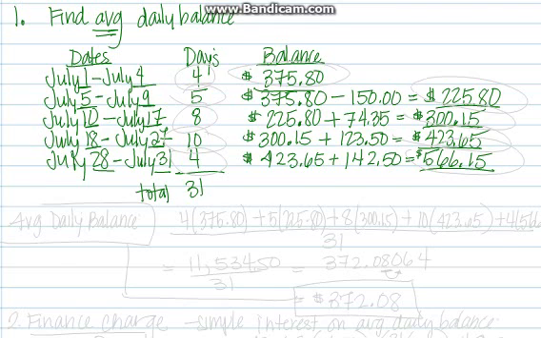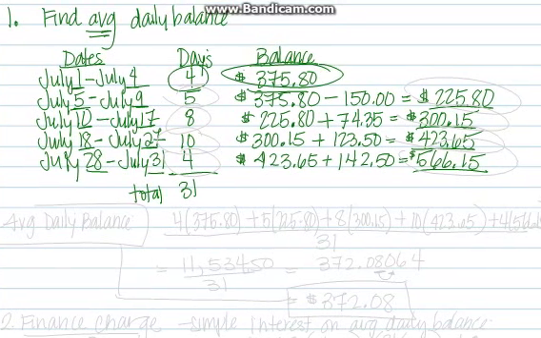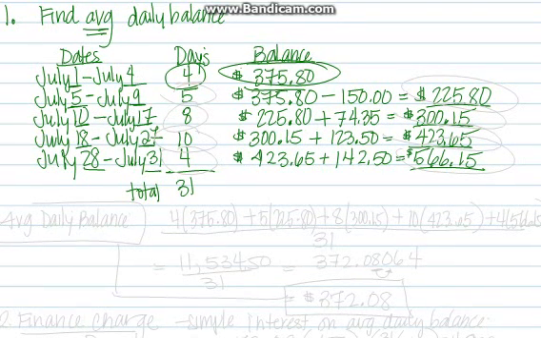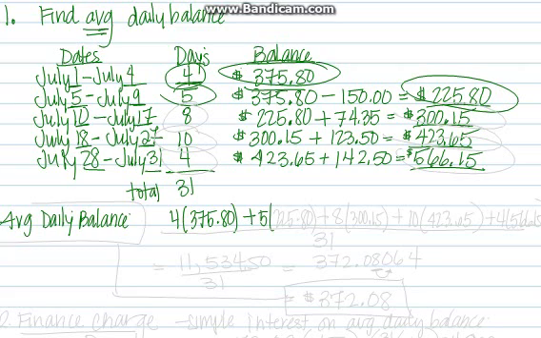So now we know that for 4 days, we were at this balance. So if we're trying to calculate the average daily balance, we need to know the balance for every single day in our billing cycle. So you could go and write $375.80 plus $375.80 plus $375.80, trying to account for those 4 days. But the quicker way to calculate this average is to know that that balance occurred for 4 days. So we say 4 times $375.80. Now the next balance, $225.80, occurred for 5 days. So we'll do 5 times $225.80, and we'll continue this.